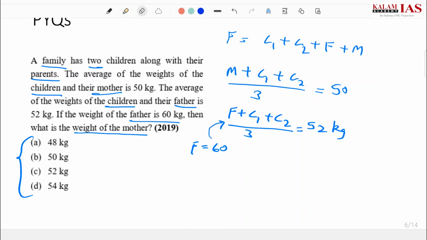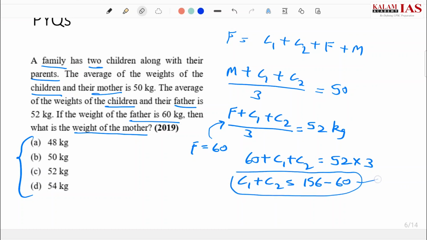Substituting this value here, we get 60 plus C1 plus C2 equals 52 into 3. C1 plus C2 equals 156 minus 60. Now let's substitute this value of C1 plus C2 into this equation, and we can get the value of M, which is required in the question.